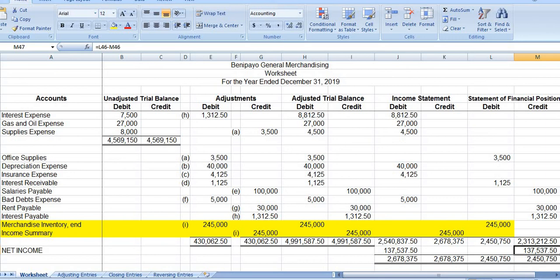After doing the worksheet, the next 4 steps of the accounting cycle would be based on this worksheet. And those succeeding steps will be discussed in part 3 of this lecture series on accounting cycle.